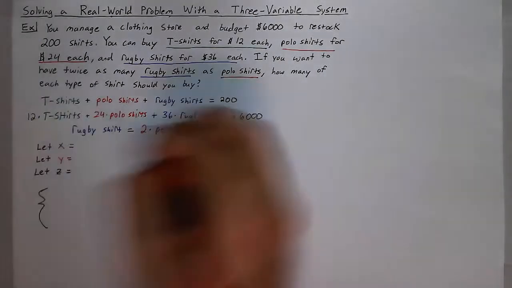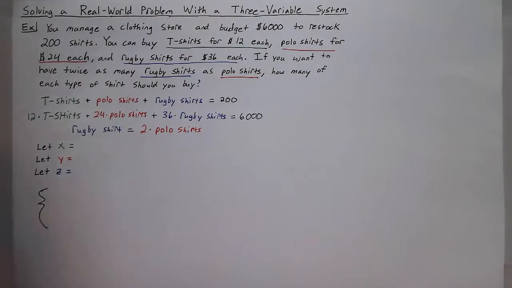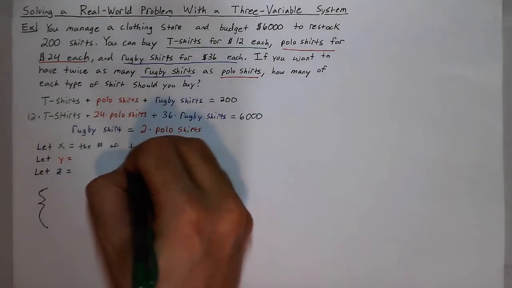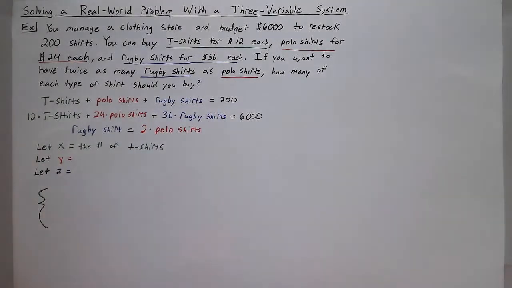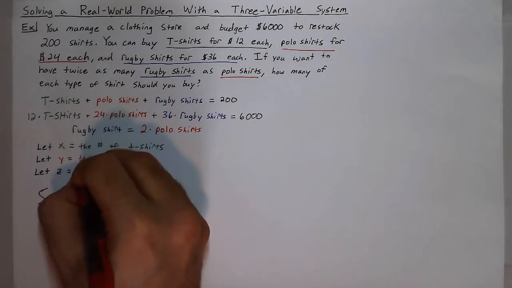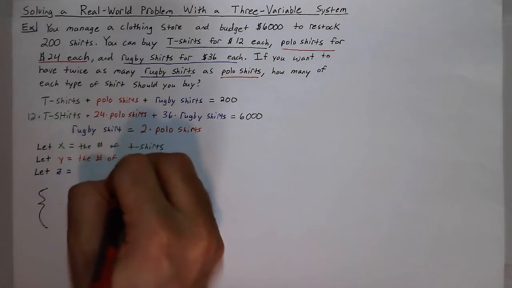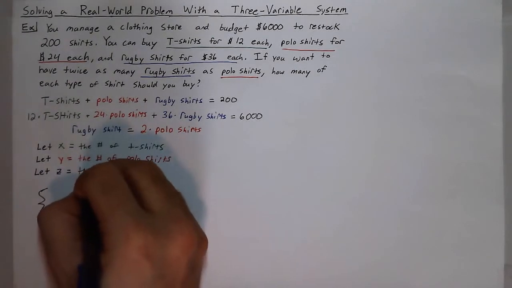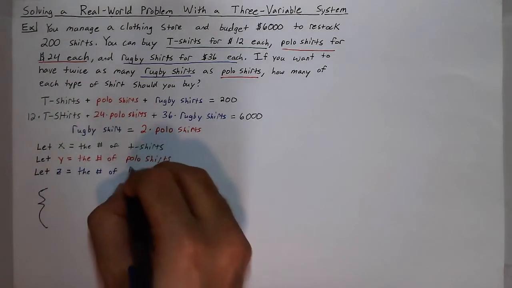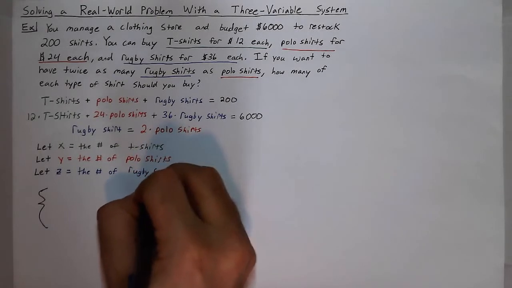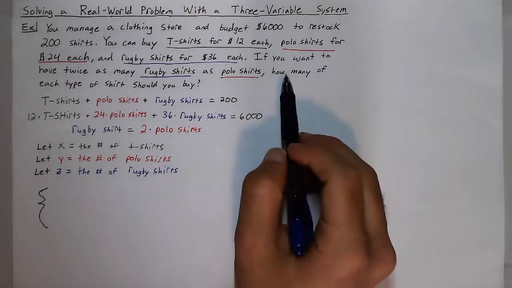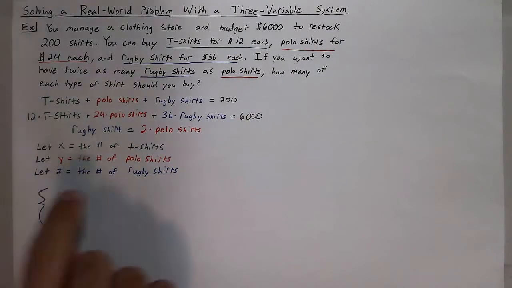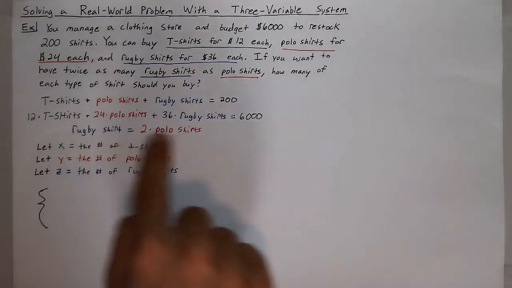So if it's not already apparent, we're going to let X equal the number of t-shirts, let Y equal the number of polo shirts, and let Z equal the number of rugby shirts. Again, since that's what we're looking for, how many of each type, it's great to have those be our 3 variables. So now let's look at our 3 equations we started to form based on the information given to us up here.